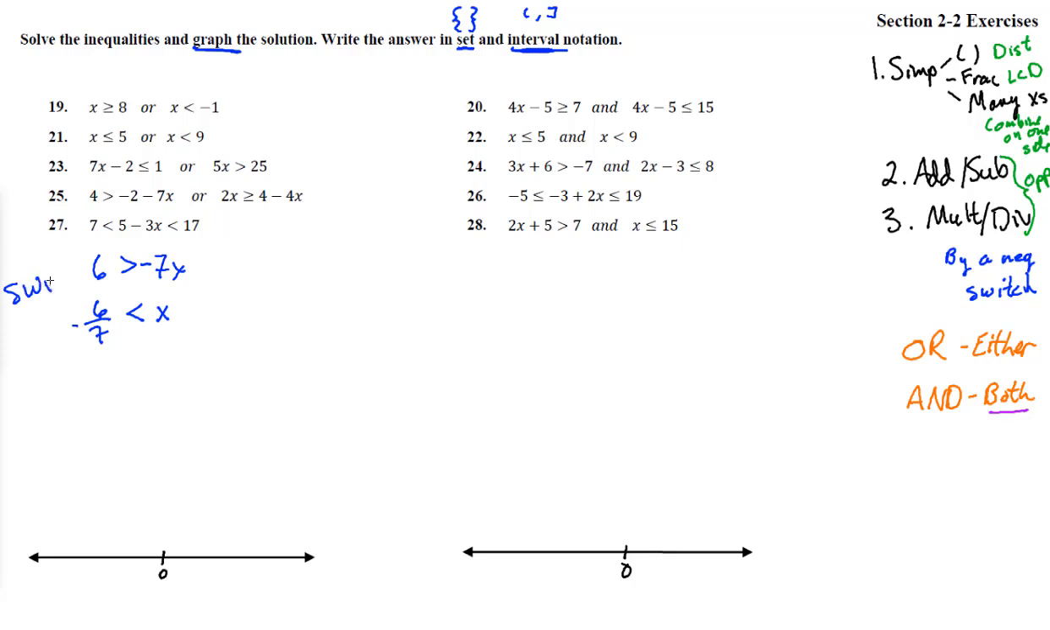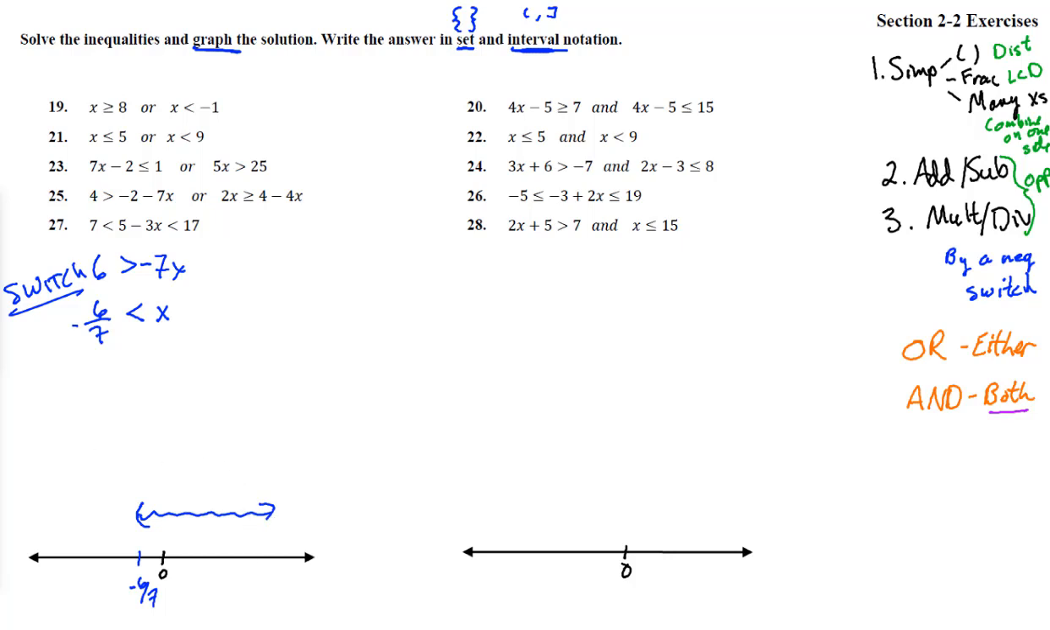We did a switcheroo here because we divided by a negative 7. That's important. So x is greater than -6/7. So if here's -6/7, we're greater than, notice that x is on the large side. So this is greater than. It's going to look like that and go that direction.